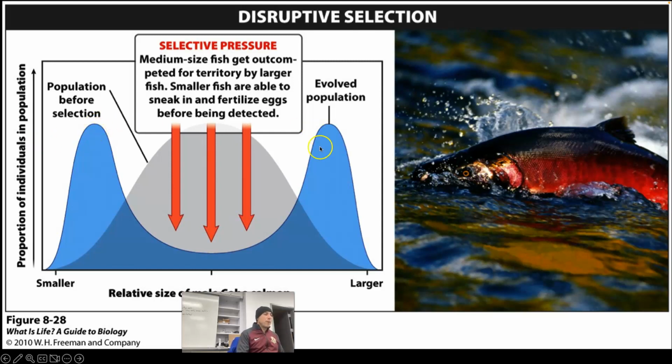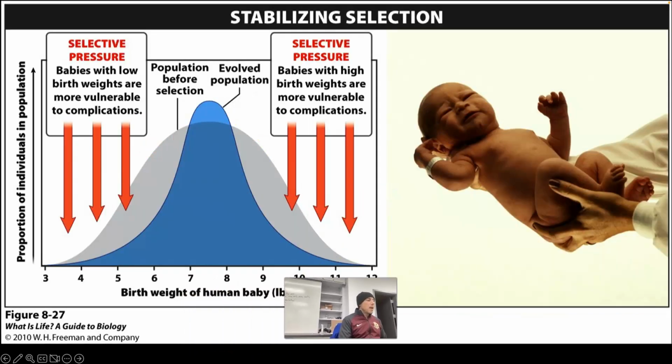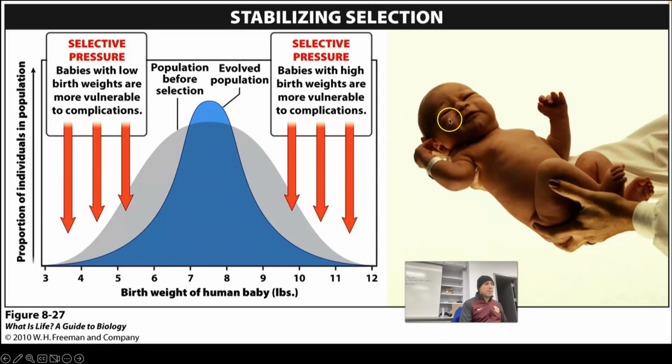So we have kind of 2 reproductive strategies. So being big is a big advantage. Being small is a big advantage, but being medium size is a disadvantage, right? And then we have stabilizing selection. This is a good example, especially for this anthro class where you have humans, all right?